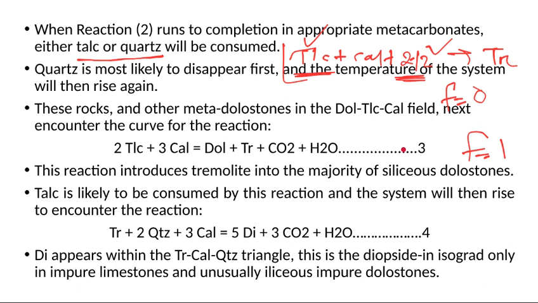Considering that quartz is consumed, then again talc will react with only calcite, without quartz, and it will form dolomite plus tremolite, with CO2 plus H2O as common products. Again talc will react with only calcite and it will form dolomite and tremolite. See, in the presence of quartz, talc plus calcite is forming tremolite, but in the absence of quartz, talc and calcite are forming dolomite plus tremolite.